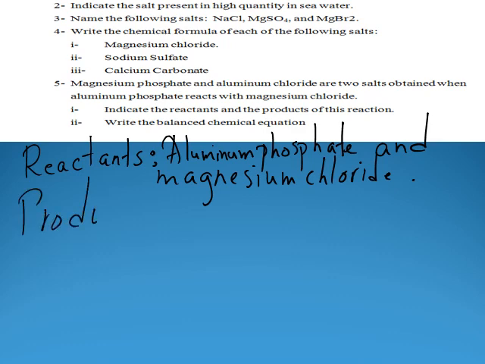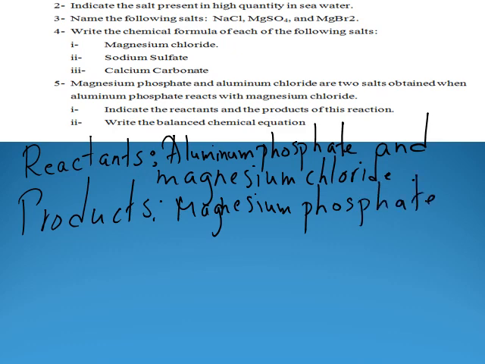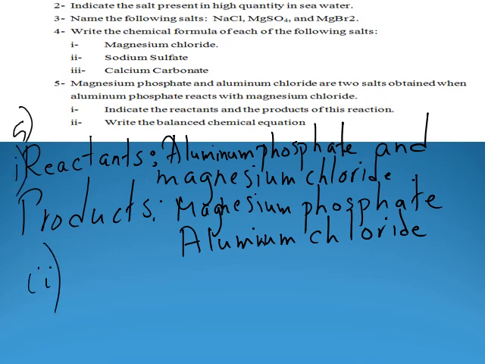Products. What are the products? They are magnesium phosphate, which is obtained, and aluminum chloride. These are the two reactants and the two products. You have to write the chemical equation, the balanced chemical equation.